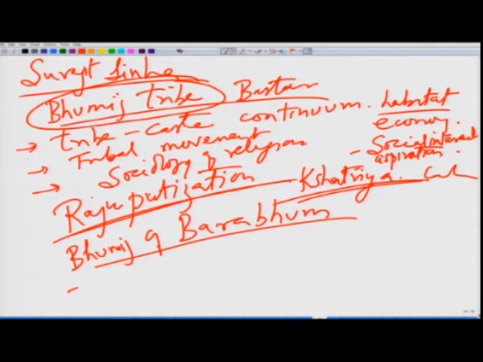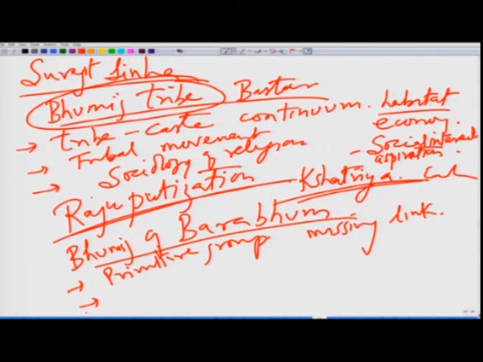The first is that the primitive group selected for coverage should have the missing link. So, if you are talking about a specific primitive group, these groups are to be seen in terms of the selection having a certain amount of missing links: how and when they have evolved, and how they relate to the wider world culture. That is one important thing that we can see in the analysis.